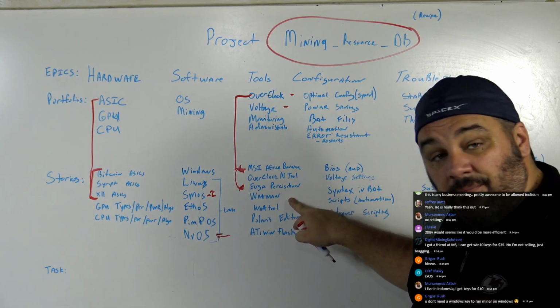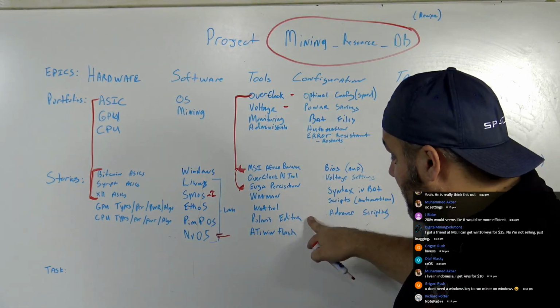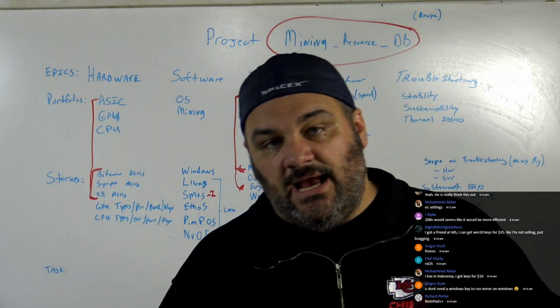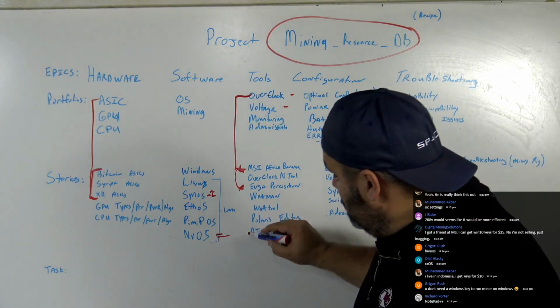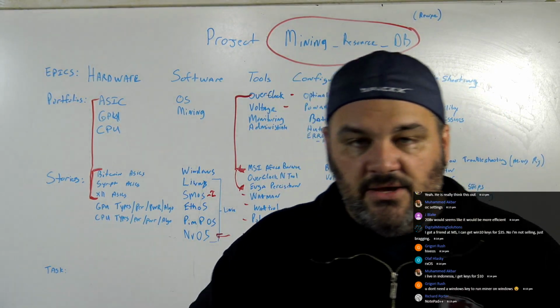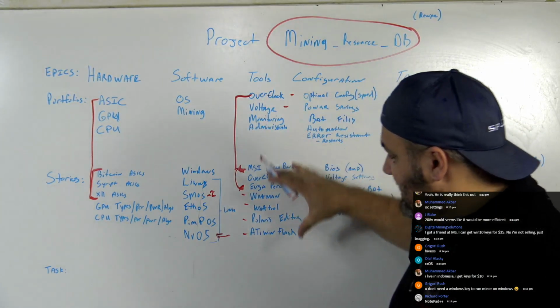We got EVGA Precision, Wattman, WattTool, sound the same, different tools. Polaris Editor when you're doing BIOS editing, ATIWinFlash, the different methodologies behind that, right? You get parts of these in each of the videos. We may use it here, we may use it there, but nothing that's one central source. That's really what this is, to identify all the tools.